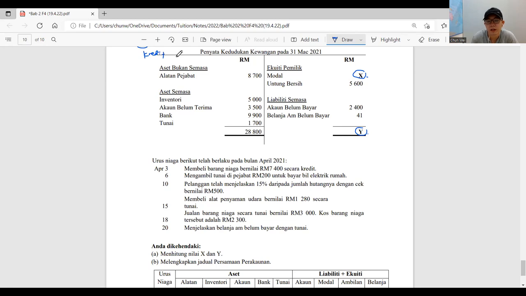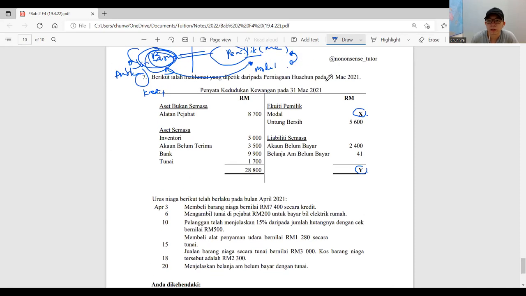Always remember the left side of your ledger, this will normally be called ledger. Here is the debit and here is the credit side. All right, it's fixed. So debit is on your left and credit is on your right side. Okay, so the 28,800 on your debit must be the same with the one on your credit side. So meaning my Y straight away, I know Y is equal to 28,800.